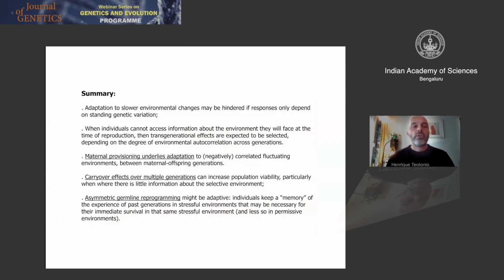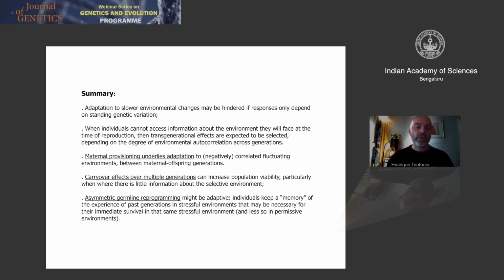Okay, so in summary, adaptation to slower environmental changes might be hindered if responses only depend on standing genetic variation. We've seen that when individuals cannot access information about the environment they will face at time of reproduction, then transgenerational effects are expected to be selected depending on the degree of environmental autocorrelation across generations. Maternal provisioning underlies adaptation to correlated fluctuating environments. Carryover effects over multiple generations can increase population viability, particularly when there is little information about the selective environments.